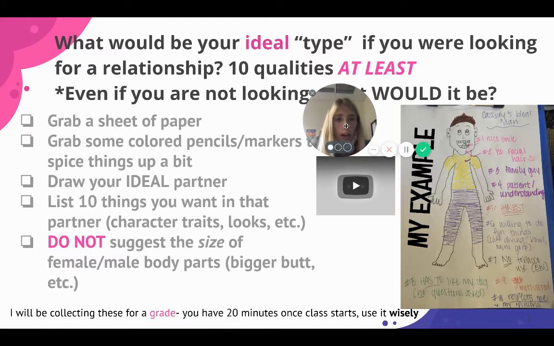I would appreciate it if for this project you do not suggest the size of female or male body parts. So for example, don't say you want them to have a big butt. Obviously that might be something you want, but we're not going to do it for this assignment.